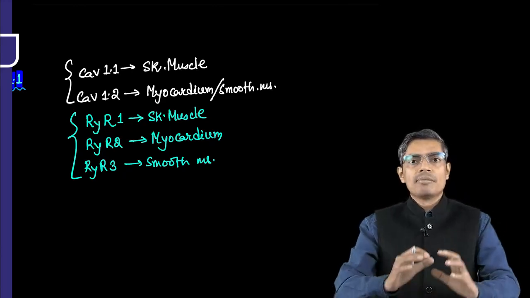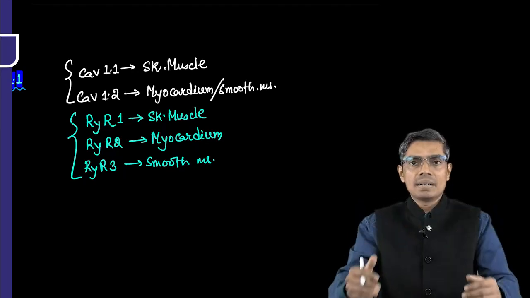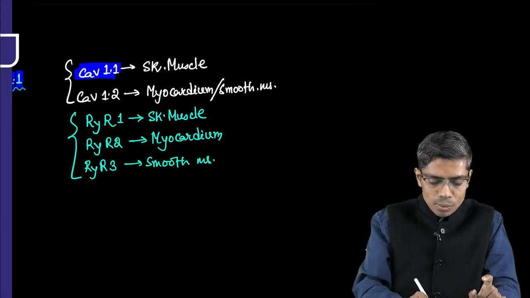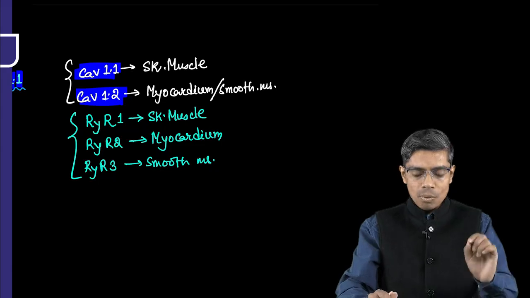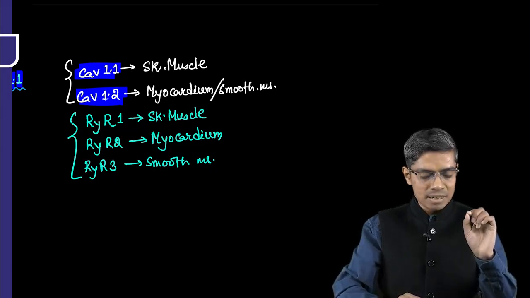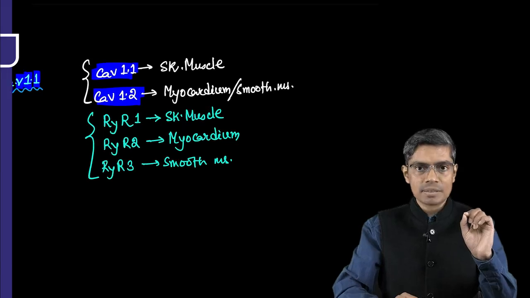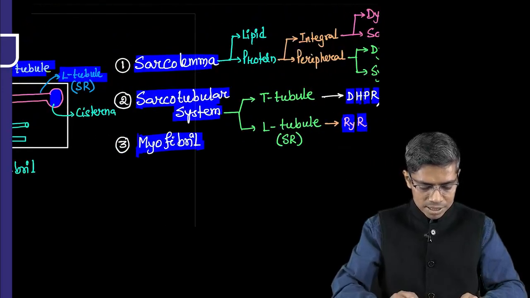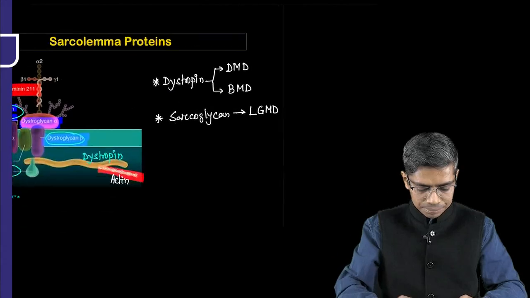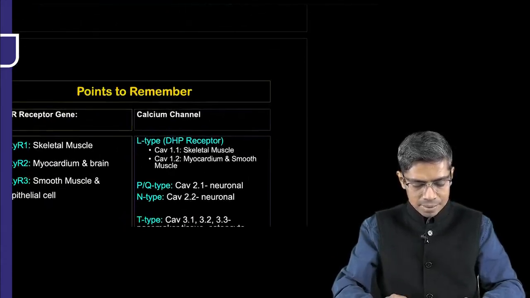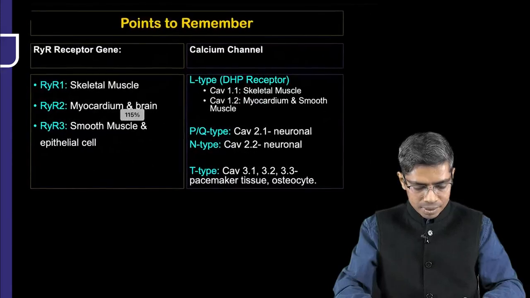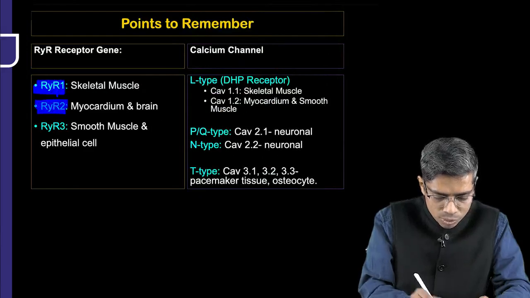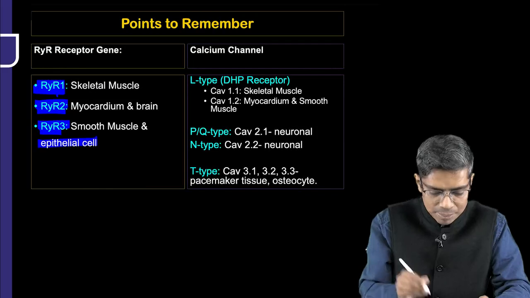So voltage gated calcium channels are of different types. L type voltage gated calcium channel is nowadays known as CAV 1.1 or 1.2. 1.1 is particularly present in skeletal muscle, 1.2 is particularly present in myocardium and smooth muscle. Now if I give you the detailed list of this voltage gated calcium channel, you will find it here. Just hold on. So RYR1, skeletal muscle, 2 myocardium, 3 smooth muscle and epithelium cell.